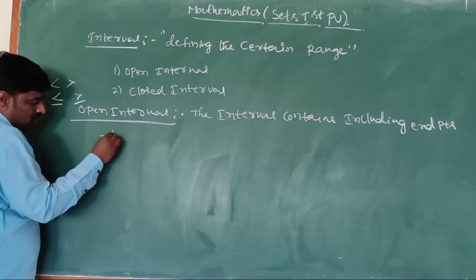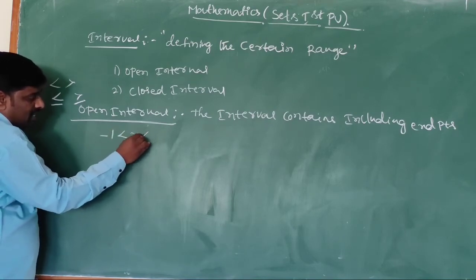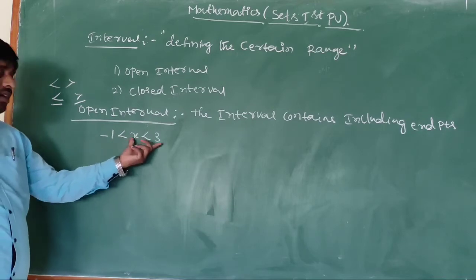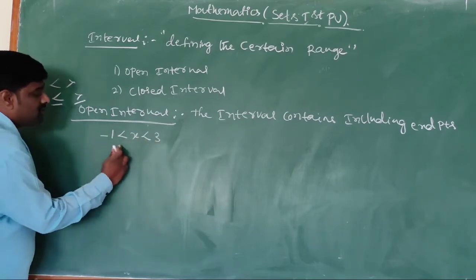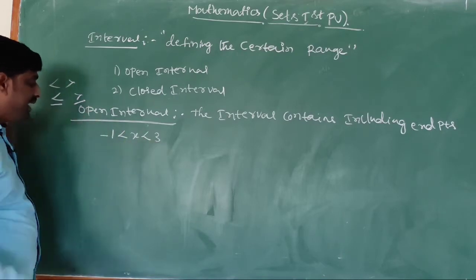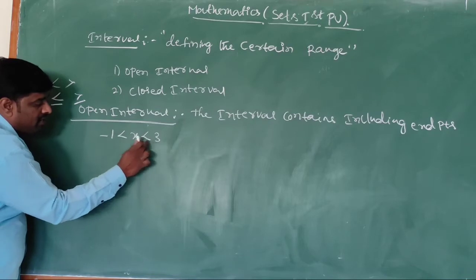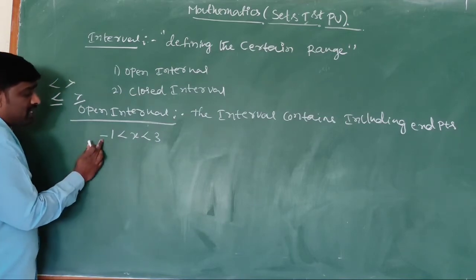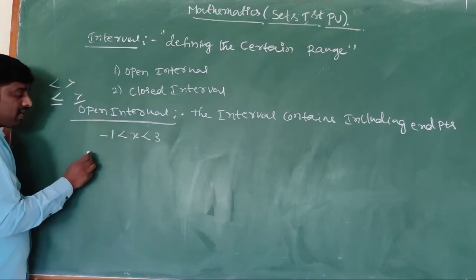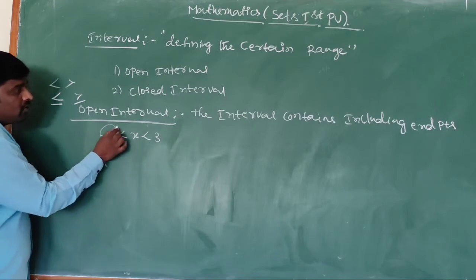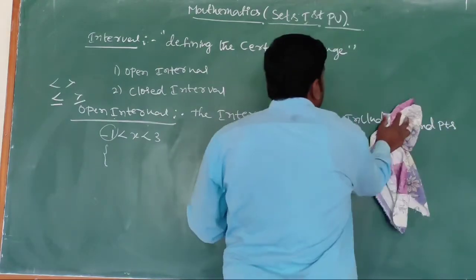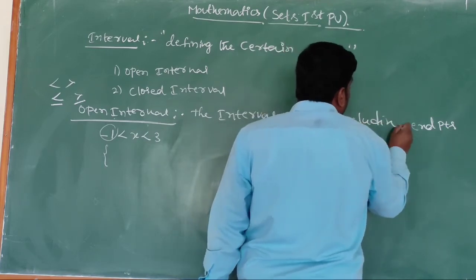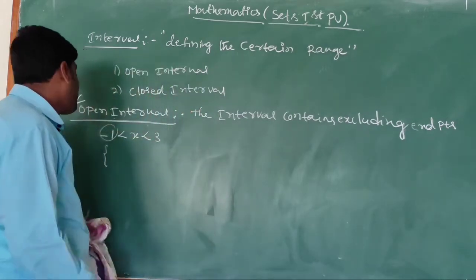Suppose we have minus 1 less than x less than 3. The range of this interval is minus 1 to 3, so that's why this is called an interval. How is it an open interval? Less than is there in your interval, so that is an open interval. We can write the set, excluding endpoints. Excluding endpoints is called open interval.